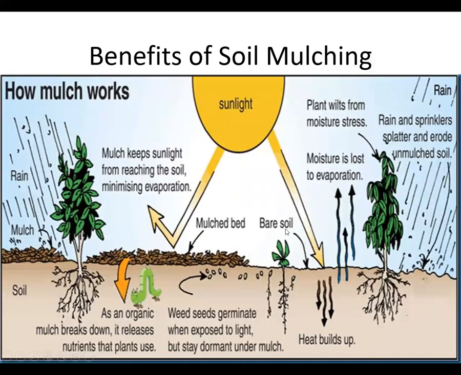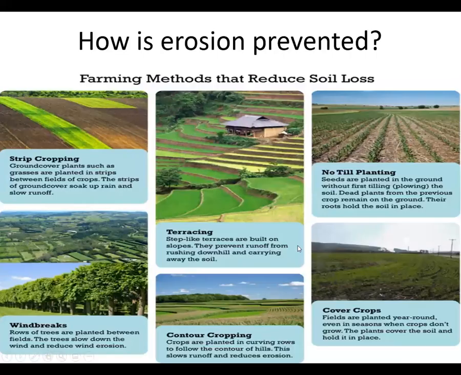Now, what are the benefits of soil matting? Okay, mulch keeps sunlight from reaching the soil, minimizing evaporation, so the soil becomes moist. And moist soil is good for growing plants. Okay, and of course, provides fertilizer.